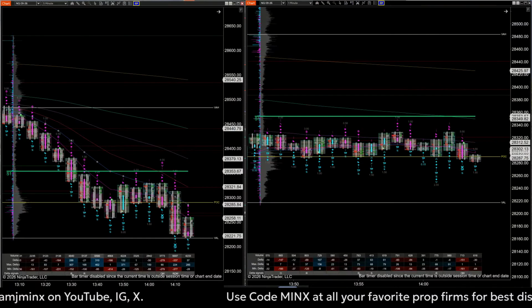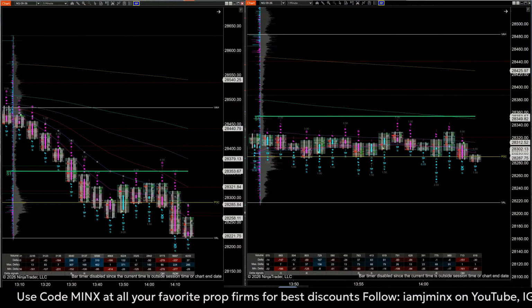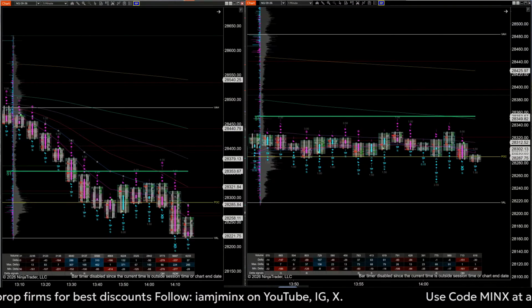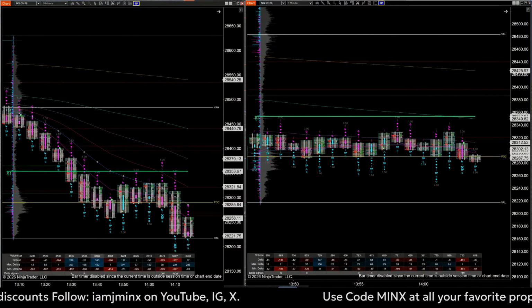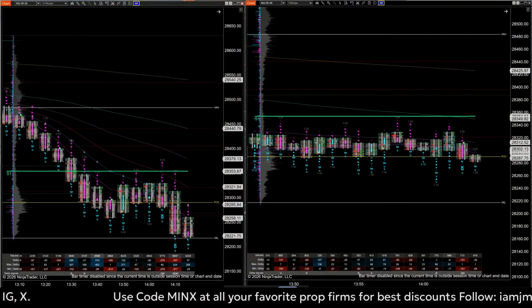But on the opposite case, so you don't get faked out, if the pullback stays shallow and sell delta stays weak, and the price keeps going back to that level, that's not absorption, that's just buyers reloading for the break.